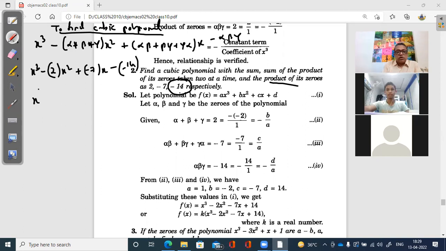So x cube, this is x cube, okay? X cube minus 2x square minus 7x, minus and minus will become plus 14. So your answer will be x cube minus 2x square, plus and minus will become minus 7x, and minus will become plus 14. So this is our cubic polynomial. So it's a direct question. If you know this formula, you can do this very easily.